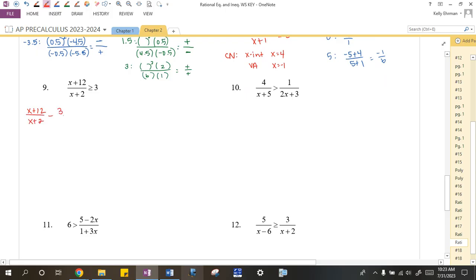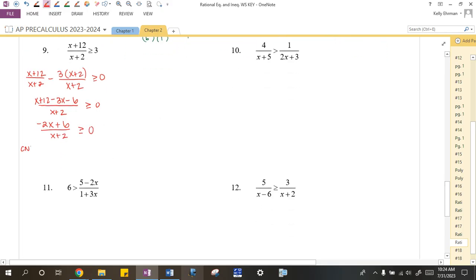And I'm going to, again, leave room for common denominator. So first step, get this compared to 0. Second step, set up your denominator and get into one fraction. So the common denominator is x plus 2. We have x plus 12 minus 3x minus 6 greater than or equal to 0. That's negative 2x plus 6 over x plus 2 is greater than or equal to 0.